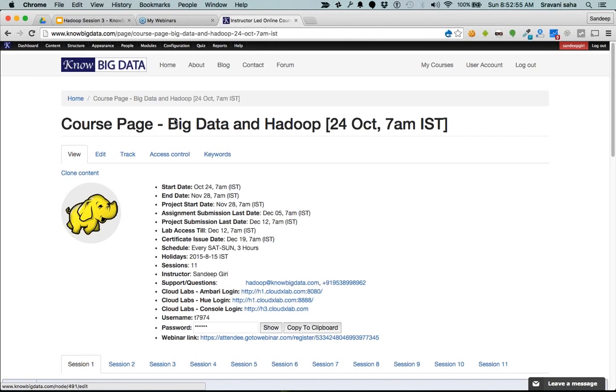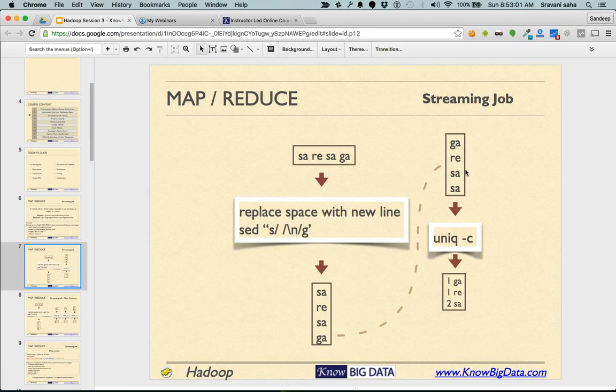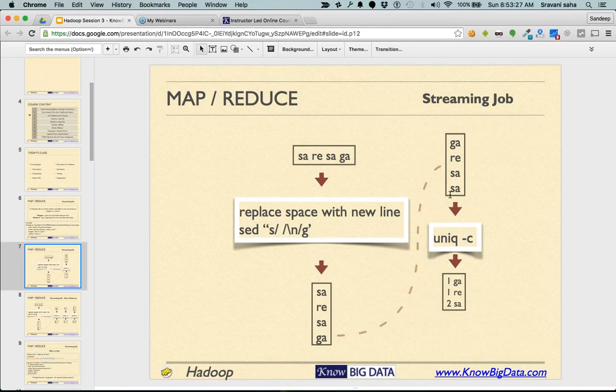All right. Coming back to where we were. So this is what is happening right now. Here, each line is getting converted into one word per line, and then it's being ordered by the Hadoop streaming job. Basically, Hadoop is first sorting and grouping it, and the streaming job is ungrouping it. That is a part of the design of the streaming job, and the unique command is then being applied on this.